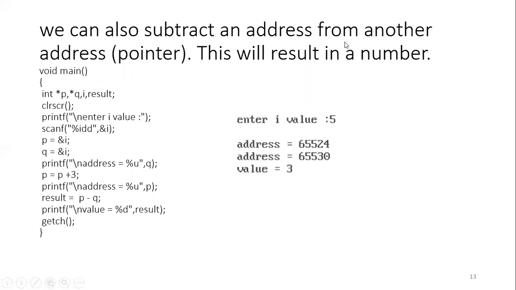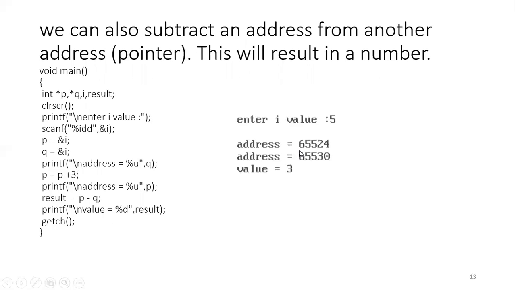We can also subtract an address from another address. This will result in a number. For example, P is an integer pointer, Q is an integer pointer, I is a normal variable. Result is used for storing the subtraction of two pointers. Here enter the value of I. I have entered the value for I as 5. Now P is containing address of I, Q is containing address of I. Initially both are pointing to the same memory location. Now I am printing Q. So what is the Q address?